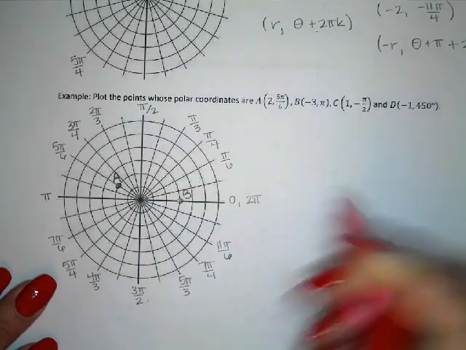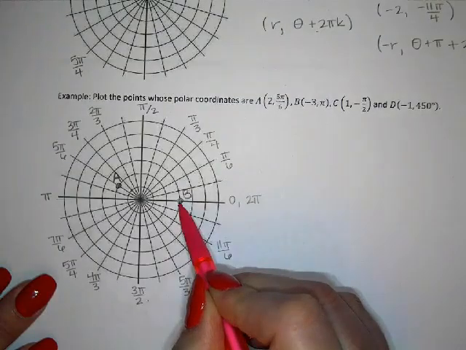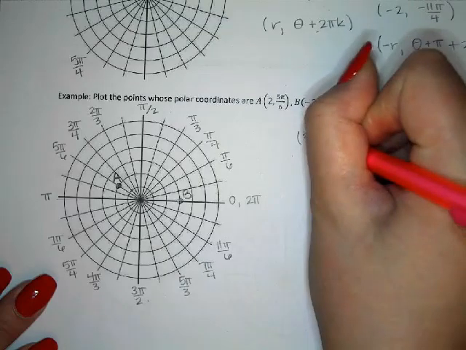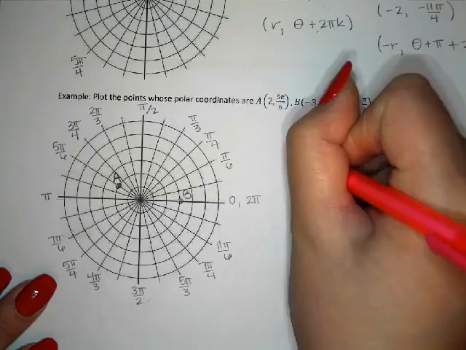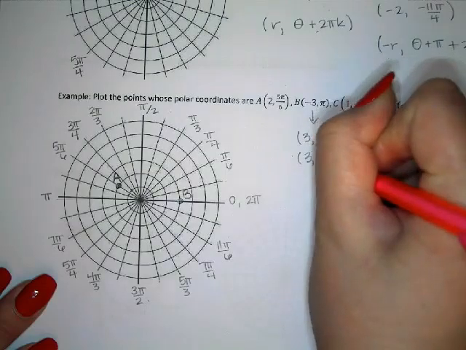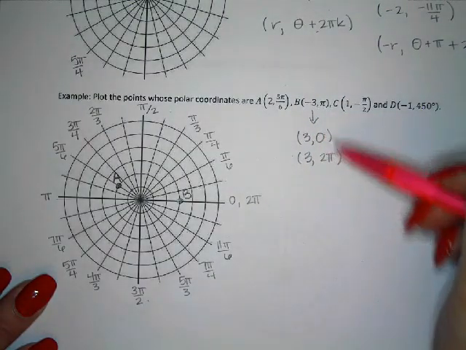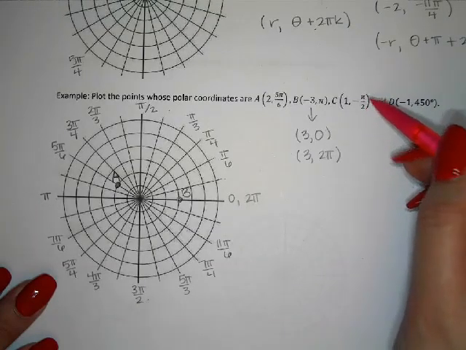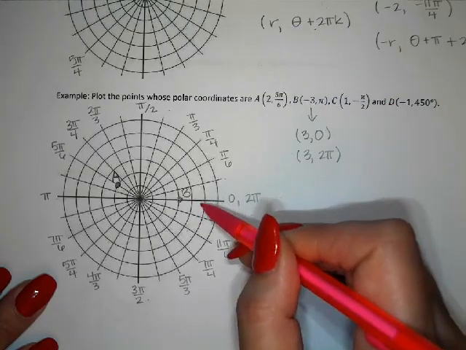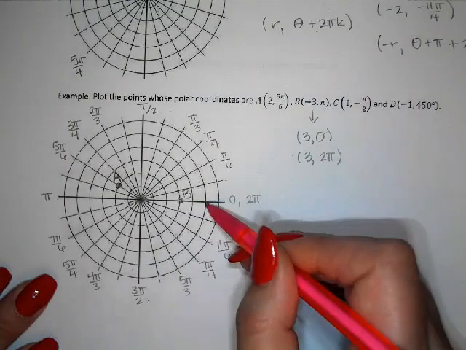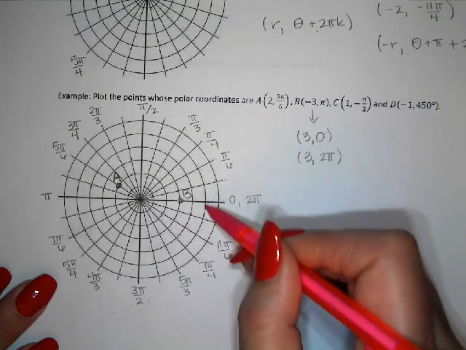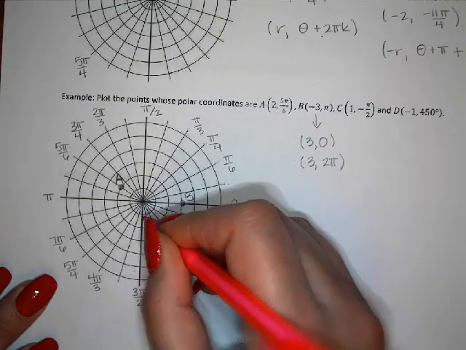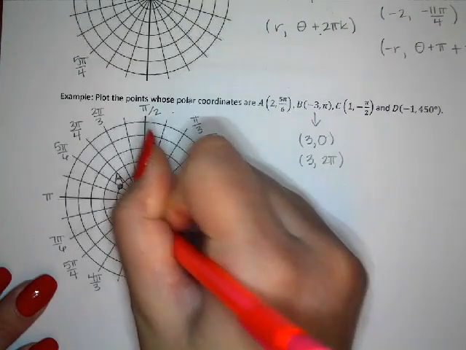So another way for them to write this exact point is they could have said a radius of +3 with a radian measure of 0. Or they could have said a radius of +3 with a radian measure of 2 pi. These would have worked as well. Next, we have a radian measure of negative pi halves. So negative pi halves is going clockwise pi halves. So down here, and then we're counting a radius 1 towards that. So here is point C.